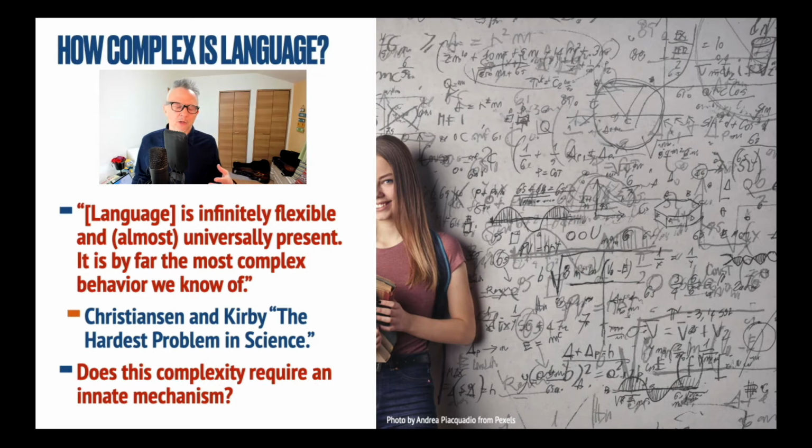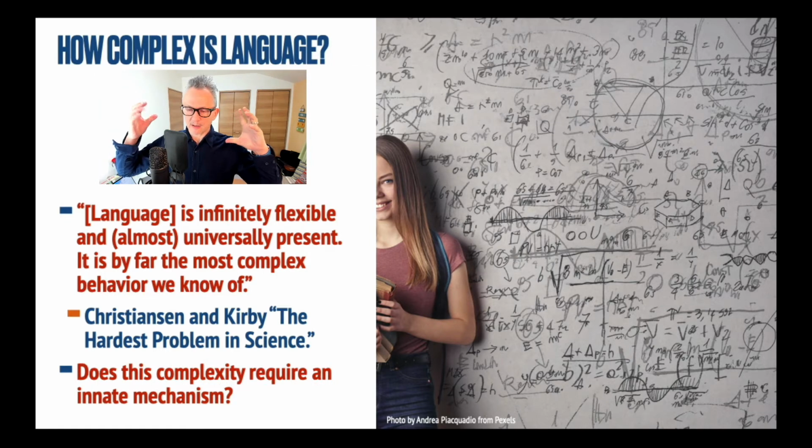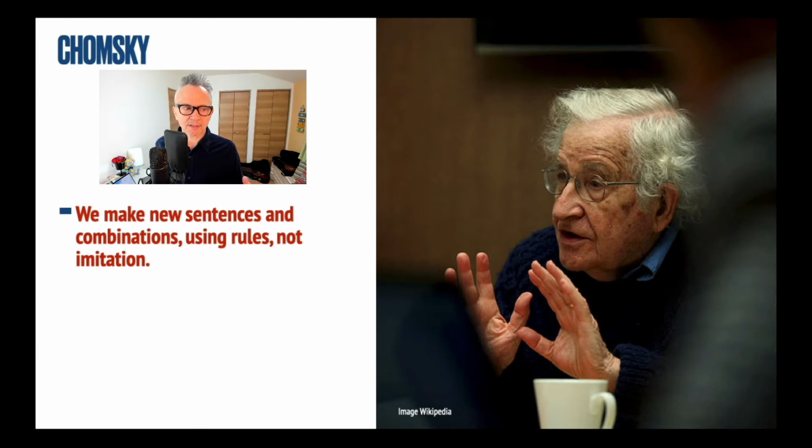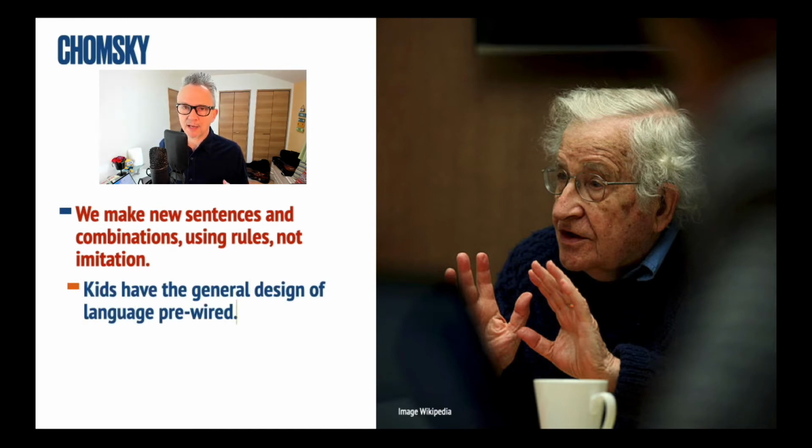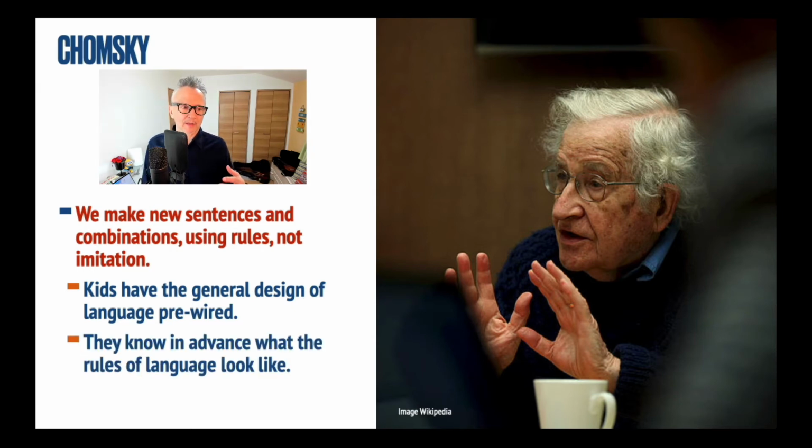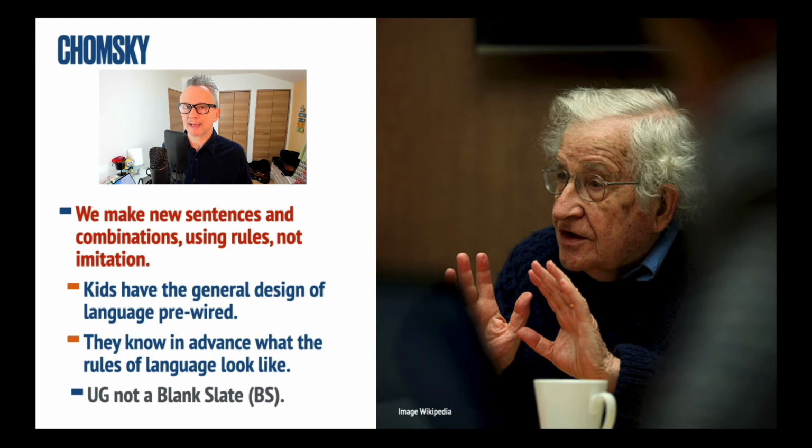So does this complexity require some sort of innate mechanism where we have a program in our brains already that we're born with that helps us learn language? Well, that's what Chomsky will say. Chomsky says we make new sentences and combinations using rules, not imitation, and that kids have this general design of language pre-wired in their brains. They're born knowing some kind of language rules. They know in advance what the rules of language look like. They have this biologically innate grammar acquiring capacity, and that has some kind of rule orientation in the brain that helps us acquire language. It's universal grammar, not a blank slate.